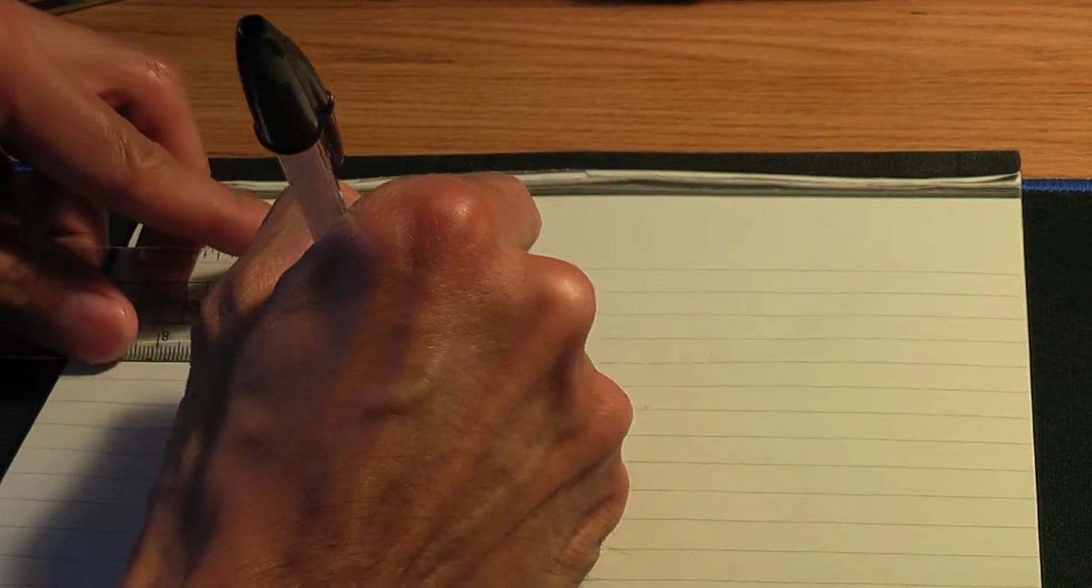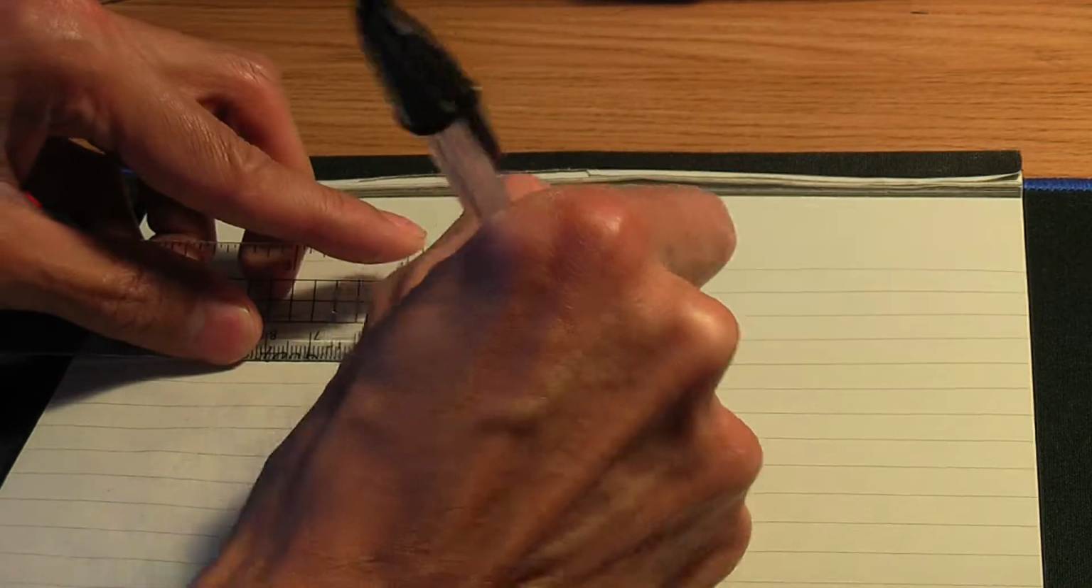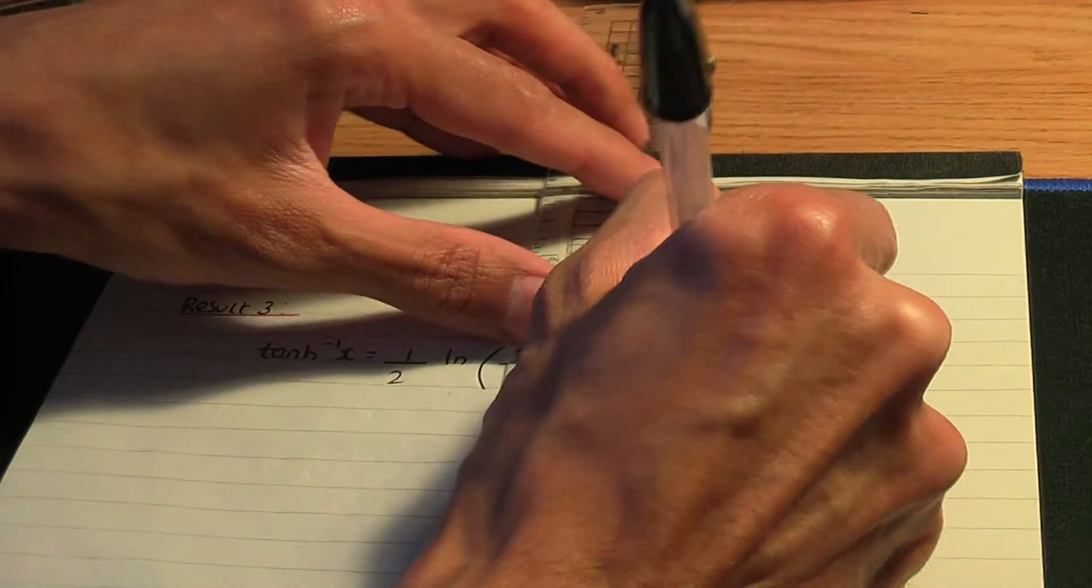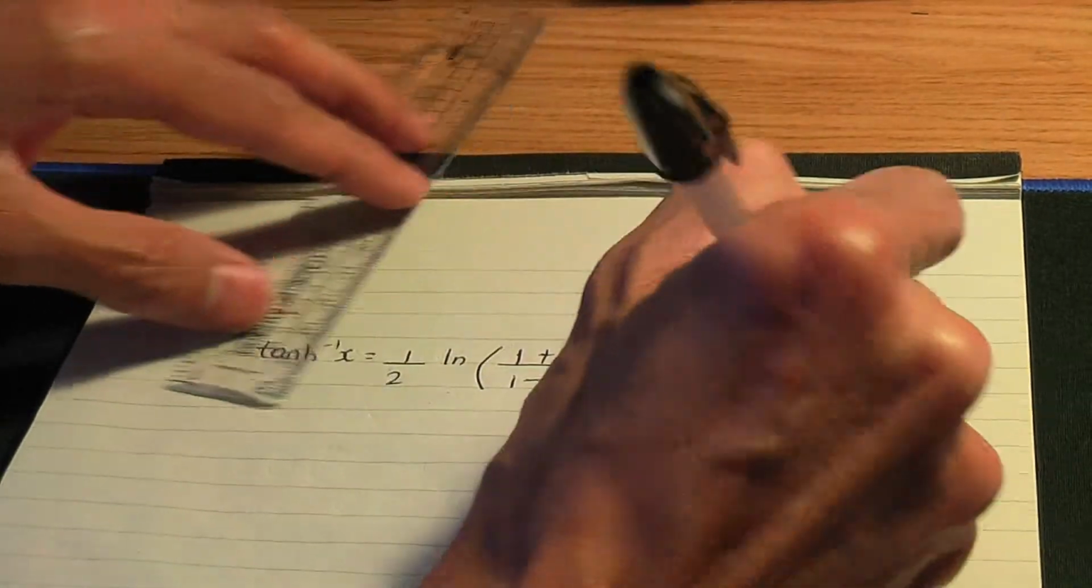Hi there, in this video I'm going to be proving the inverse hyperbolic tan function. Okay, so let's go for it. So result number 3, underline that. The inverse hyperbolic tan has the definition, or the result, 1 over 2 ln of (1 plus x) divided by (1 minus x), and that is true when the modulus of x is less than 1.